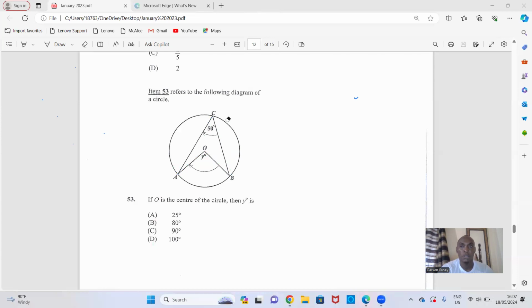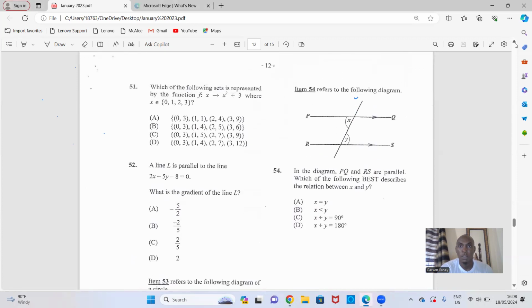Jump to 54. I think 54 is above. Good. All right, so these are two parallel lines, as we can see with our arrows. It says in the diagram, PQ and RS are parallel, which of the following best describes the relationship between X and Y? Now, this line is parallel to this one, which forms our Z, right? So these are alternate angles, or Z angles. Alternate angles are equal. So X is equal to Y.